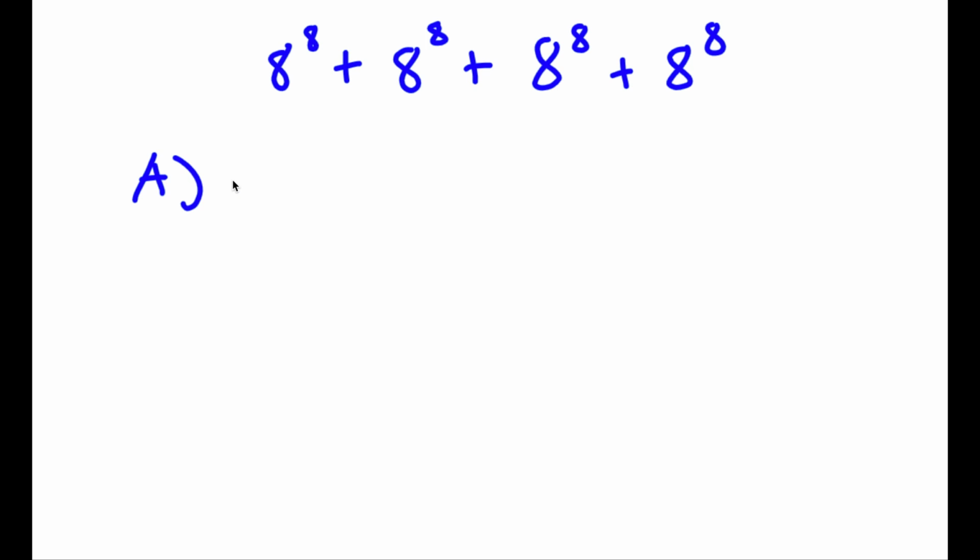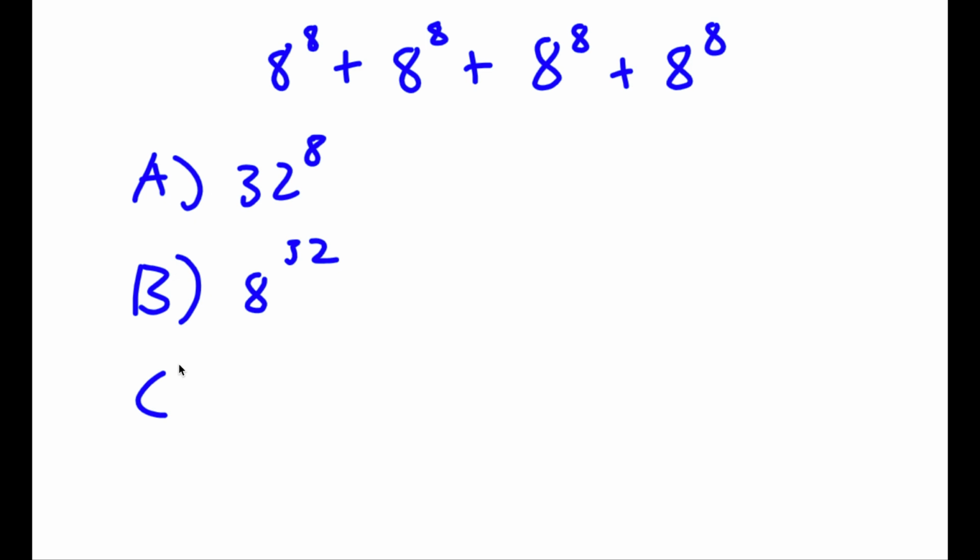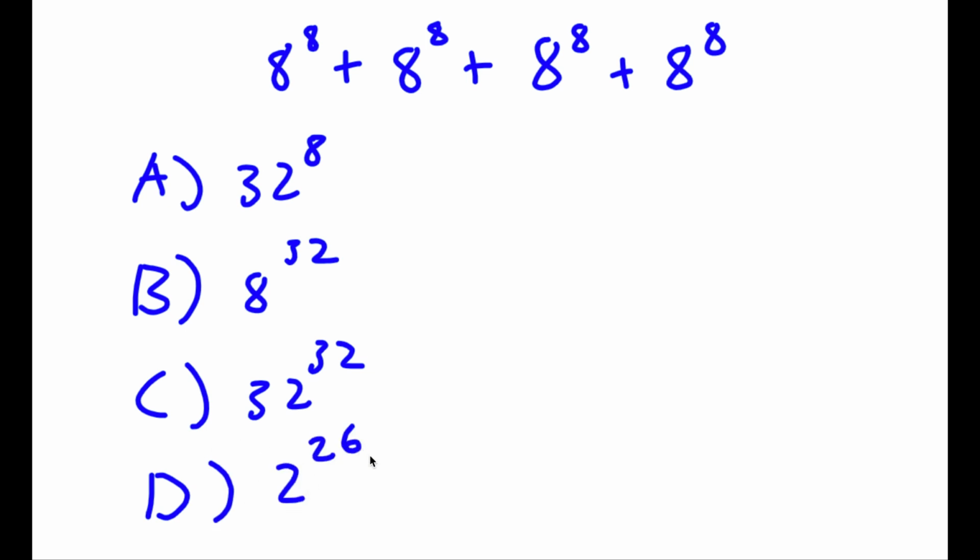Answer choice A, this is 32 to the power of 8. Answer choice B, this is 8 to the power of 32. Answer choice C, this is 32 to the power of 32. And finally, answer choice D, this is 2 to the power of 26. So now let's go ahead and go through all these answer choices.